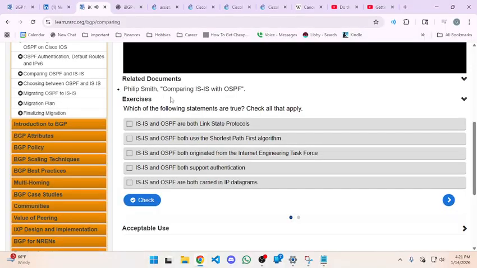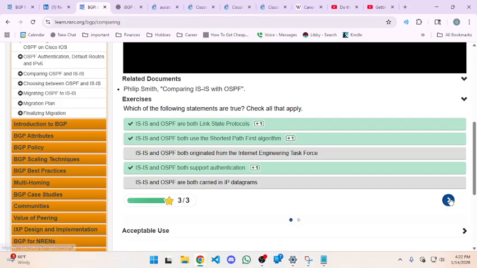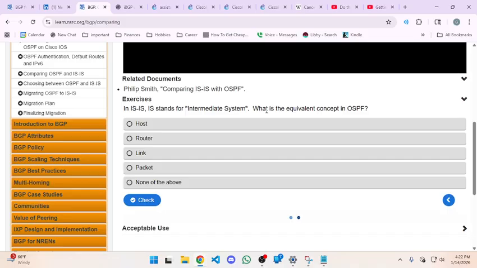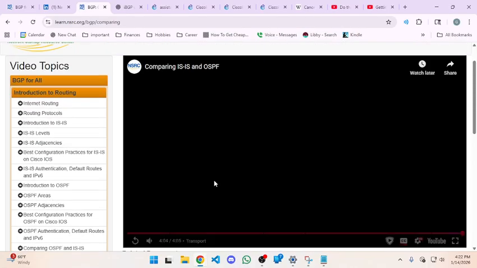Okay, yeah, I remember now. Okay, so yeah, they're both link state protocols, both used here. This is not true. They did not both originate from that. They both had development through that, but the development did not originate from that in ISIS. They do both support authentication. So ISIS stands for intermediate system. What's a system in OSPF? It's one of the routers. Got it right. All right.